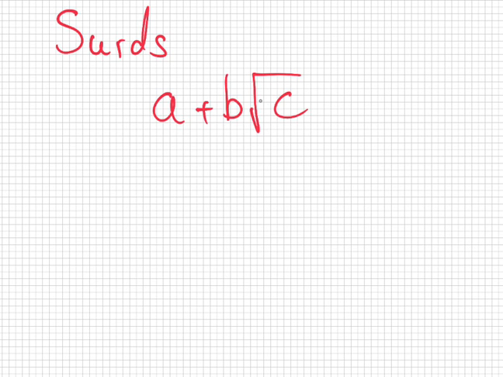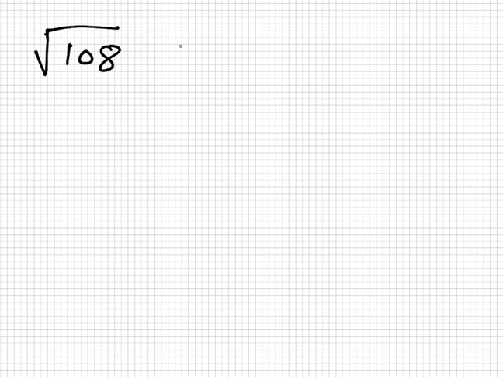Okay, so the first one is just basic simplifying. So, if I had a surd like this, how can I simplify it? Wrong answer. Yes, you have to break the 108 into different factors.